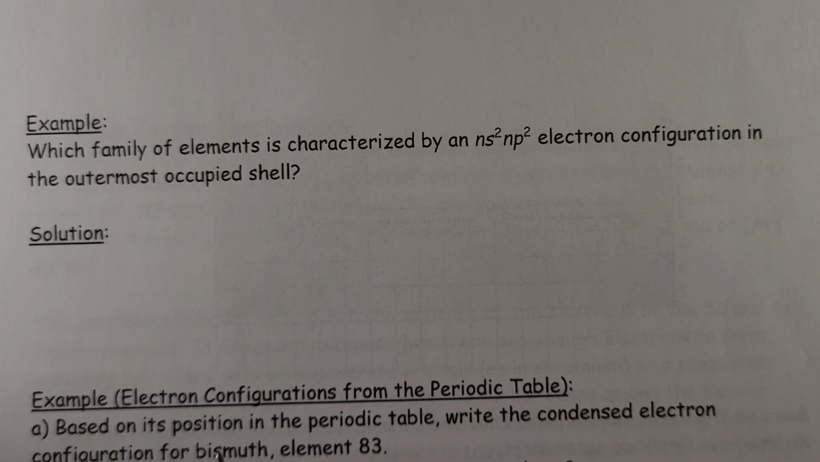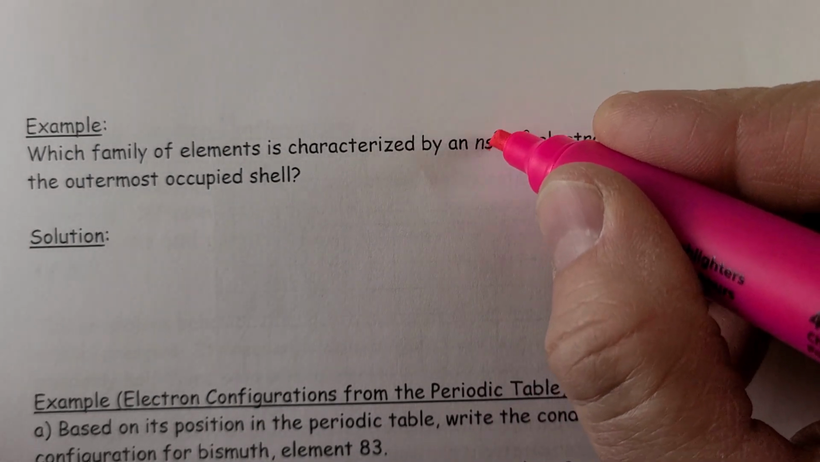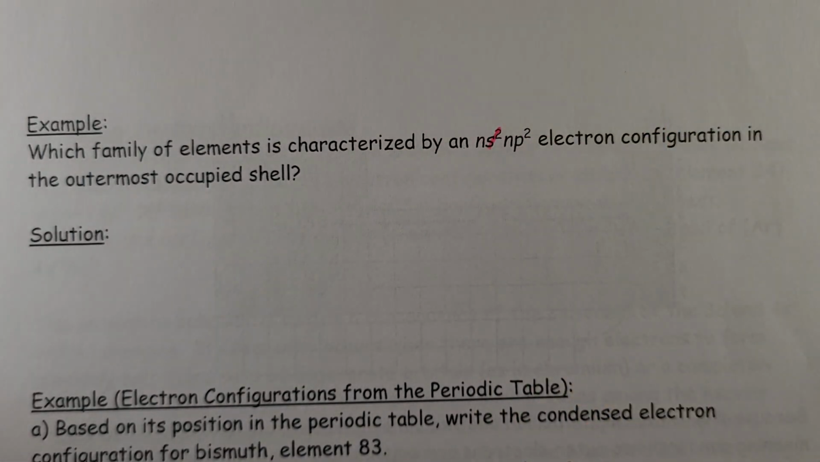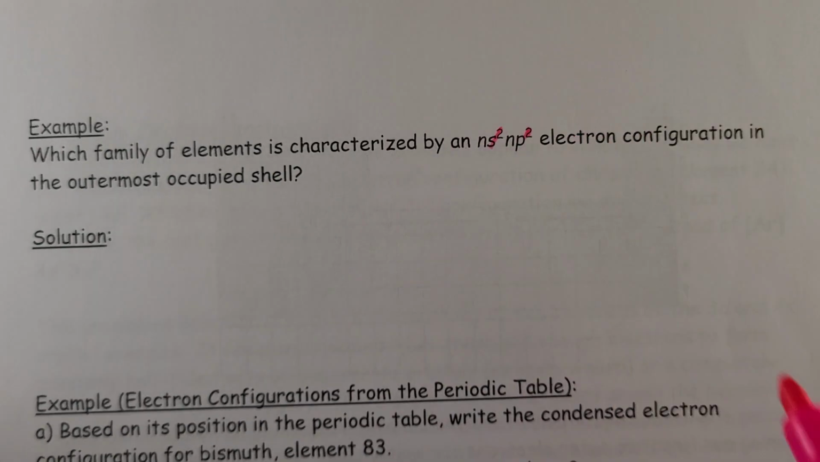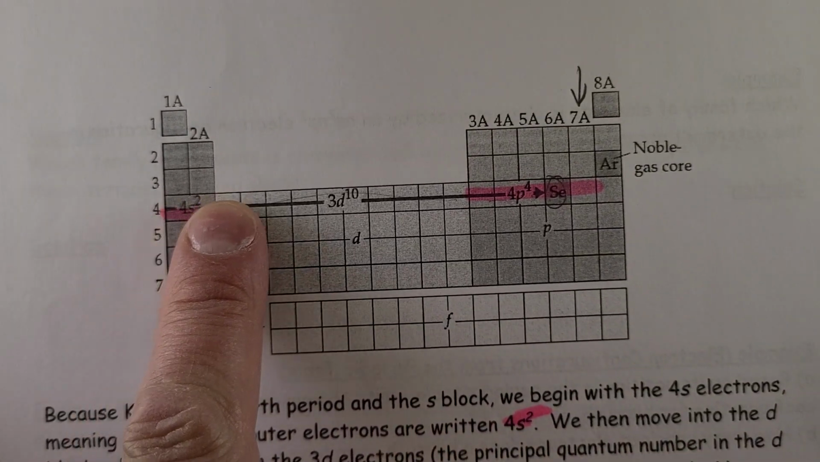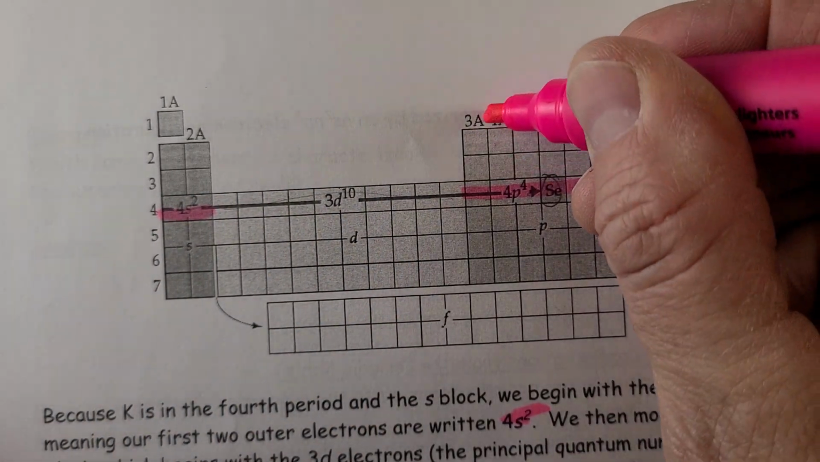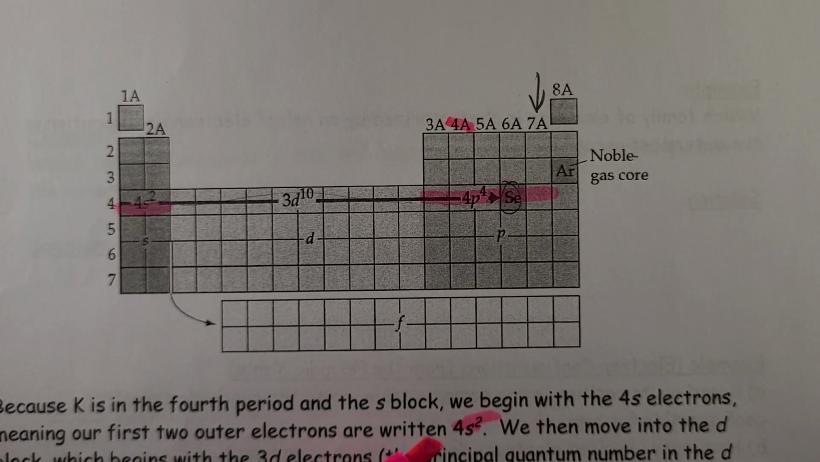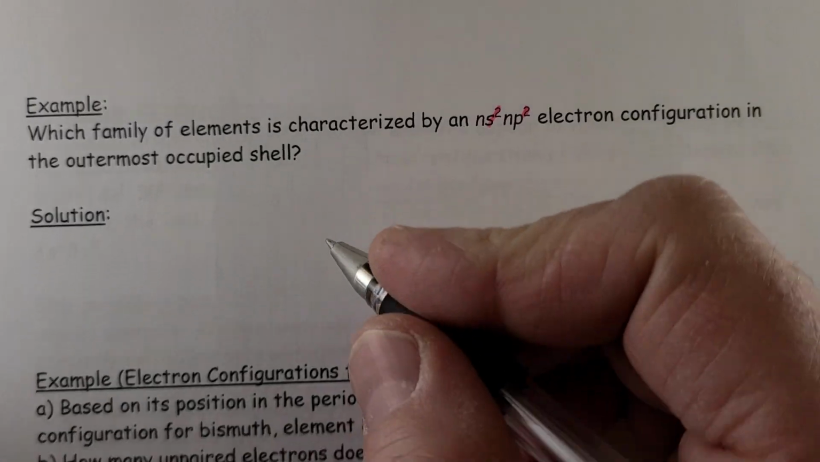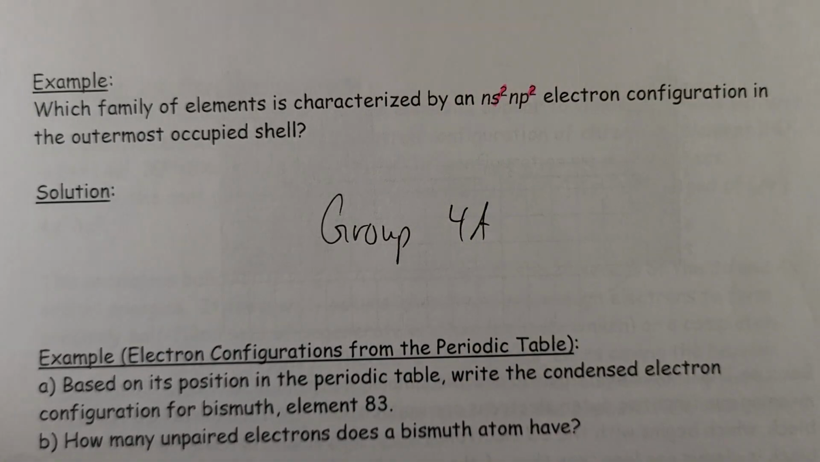Which family of elements is characterized by an ns2 np2 electron configuration? So, using up all of the s level and then 2 electrons in the p. If we look here, the s ones are used and then 2 in the p. That corresponds to group 4A. That's so easy. So group 4A would correspond to that.